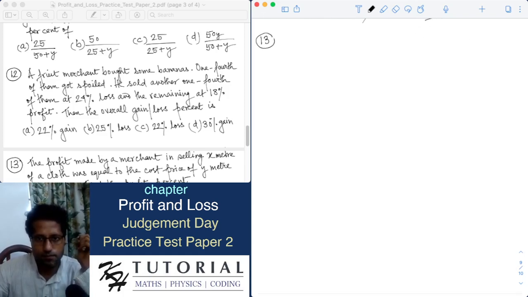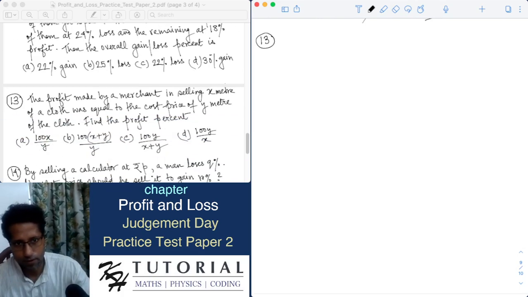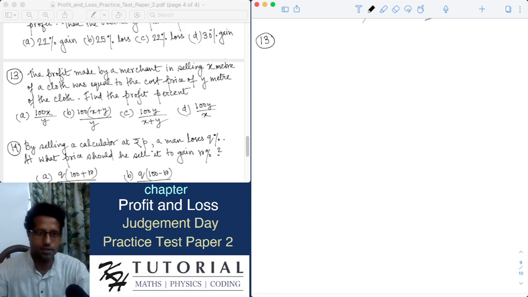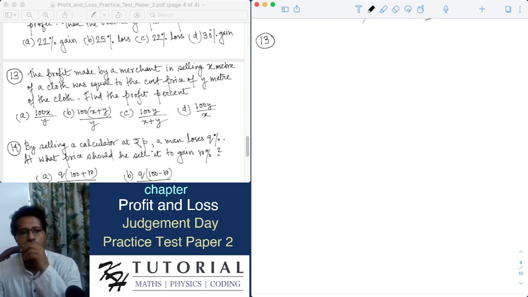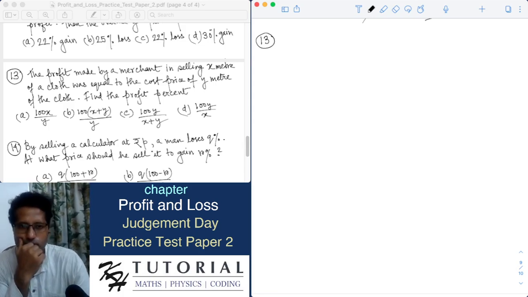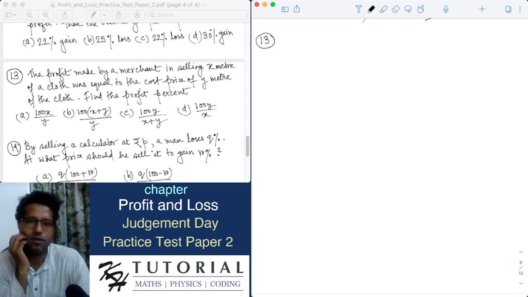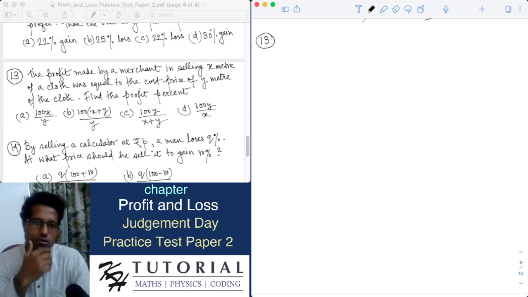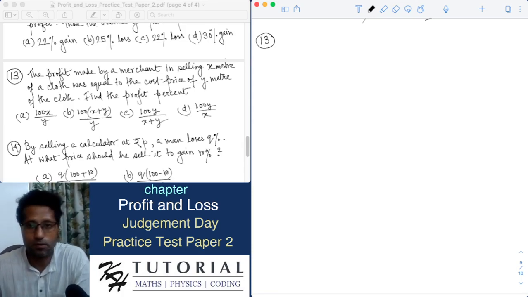Question number 13 says that the profit made by a merchant in selling X meters of a cloth was equal to the cost price of Y meters of the cloth. Find the profit percent. The profit made by a merchant in selling X meters of a cloth was equal to the cost price of Y meters of the cloth.